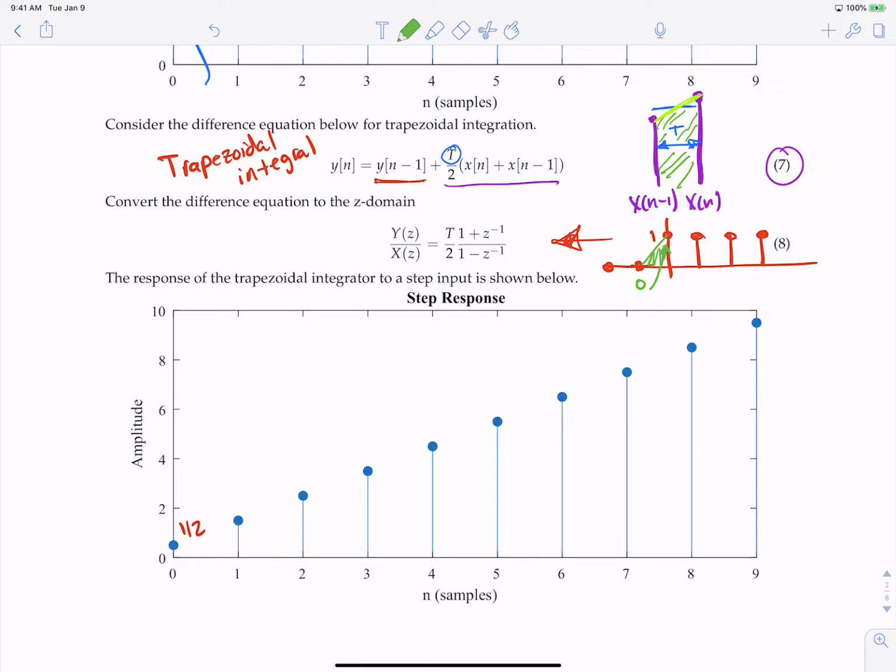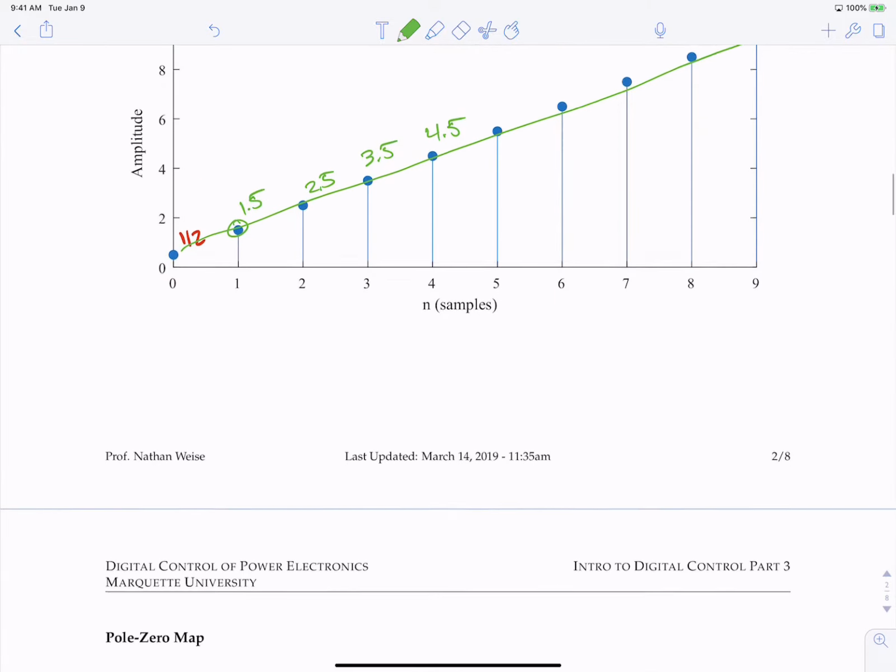Next, we'll have another step at 1 like this. The time step is 1, so we'll add 1 to that. This right here is 1.5. And so on and so forth: 2.5, 3.5. I simulated this in MATLAB, and you can see that. What do we have? We just have an integrator. We're integrating a step function. Okay, cool, that looks good. We now understand the difference equation and what the transfer function looks like in the Z domain.